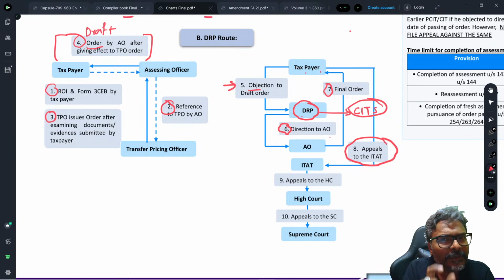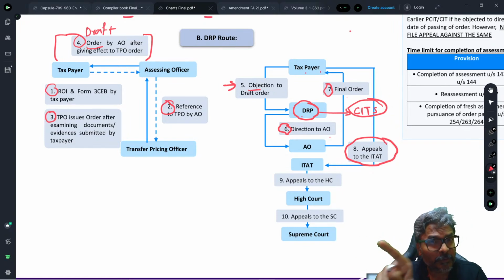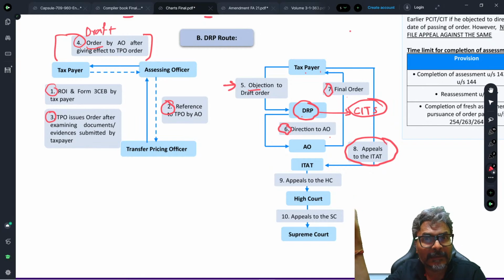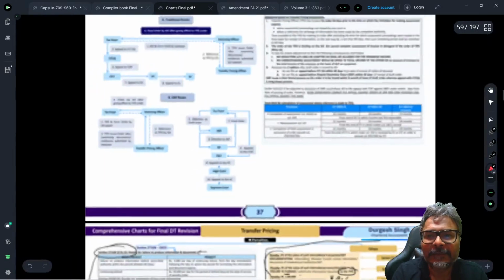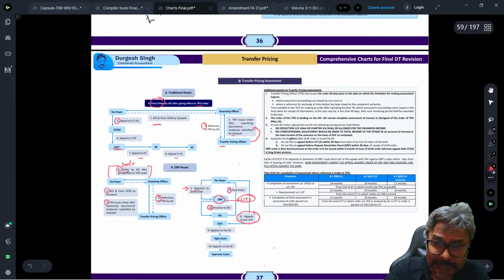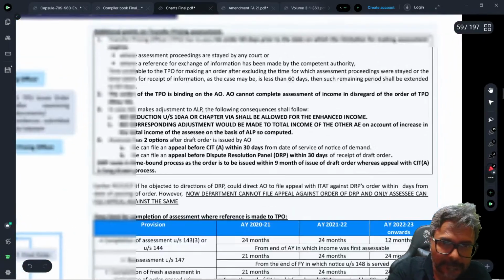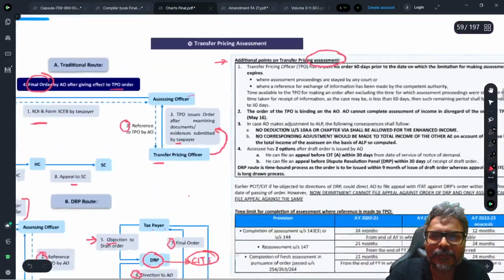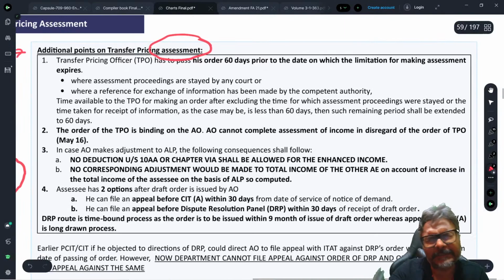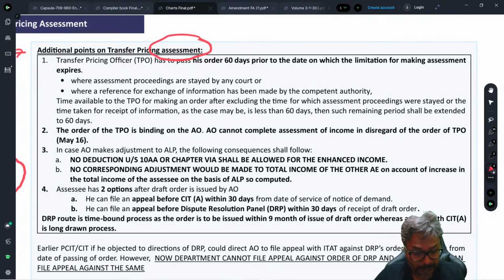Okay, so therefore just keep this in mind, because this was also one of the questions that was being targeted earlier. So I thought I would give you the insight of the same. After that, students, some points on assessment. This is also the additional point on the transfer pricing assessment. So we will do that, and then move to the last segment on transfer pricing, and we will then move to equalization levy. Yes, Saranya, the 30 days that you're talking about from the draft order, that is true.